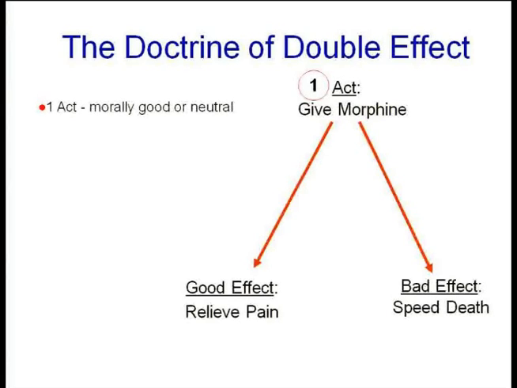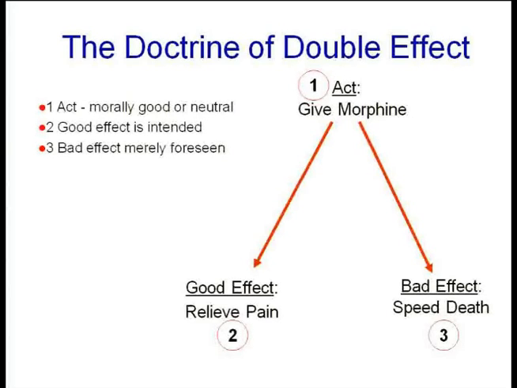And double effect has 5 requirements. First, that the act itself be morally good or neutral. Giving morphine is morally neutral. It's not good or bad in itself. It depends on the context. Second, that the good effect is what you are intending. You're intending to make the patient comfortable. The bad effect is merely foreseen.